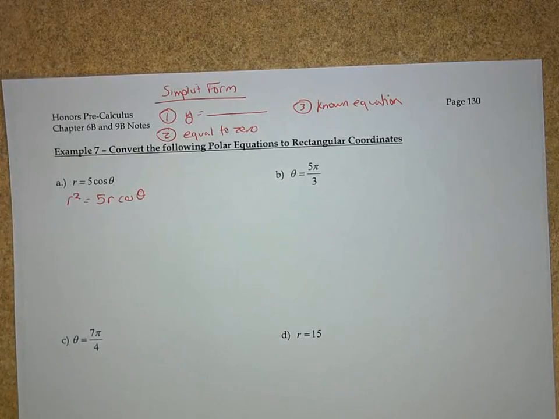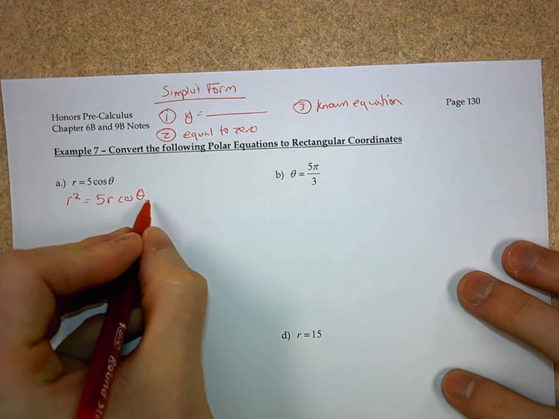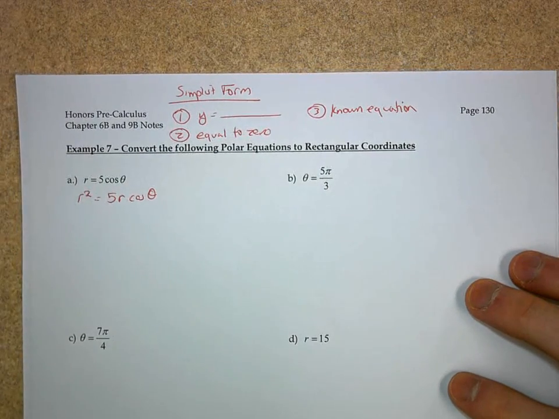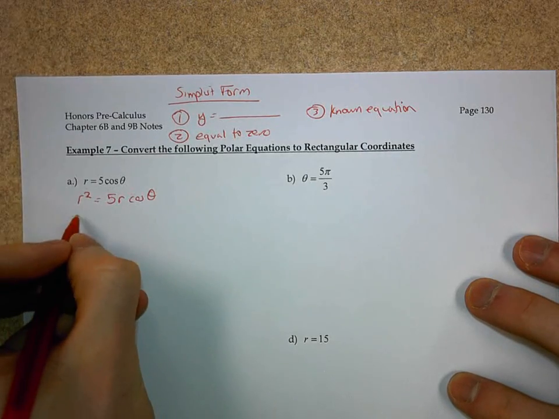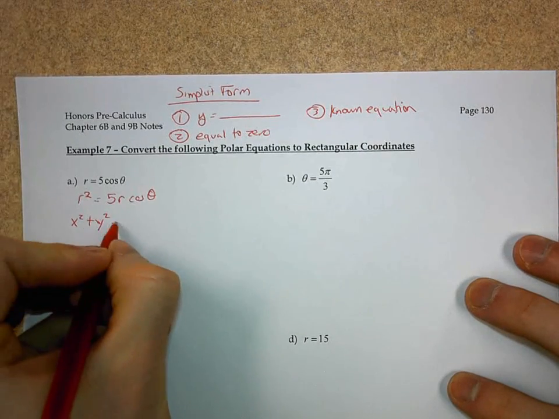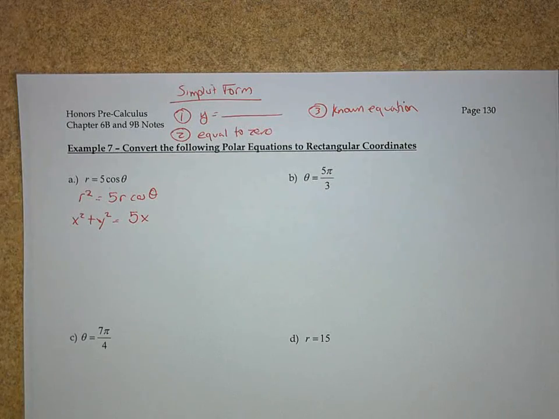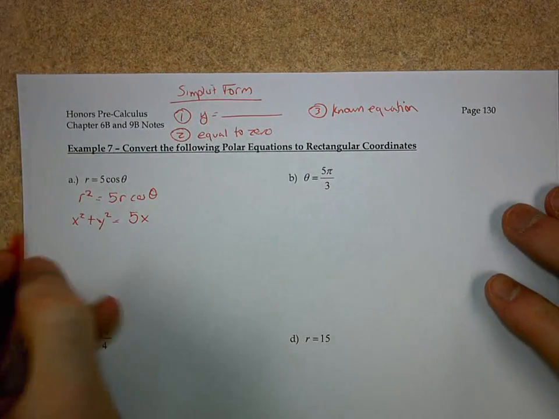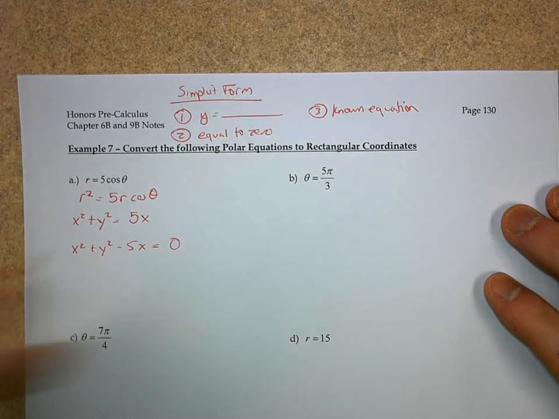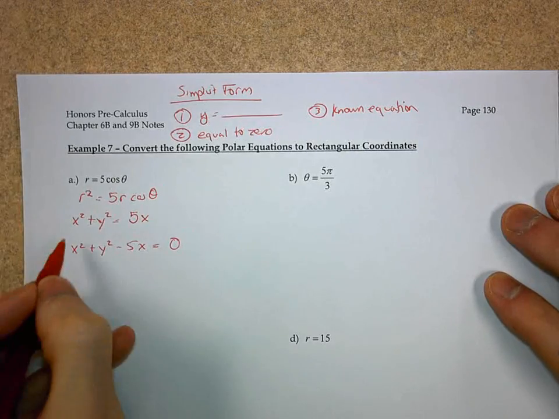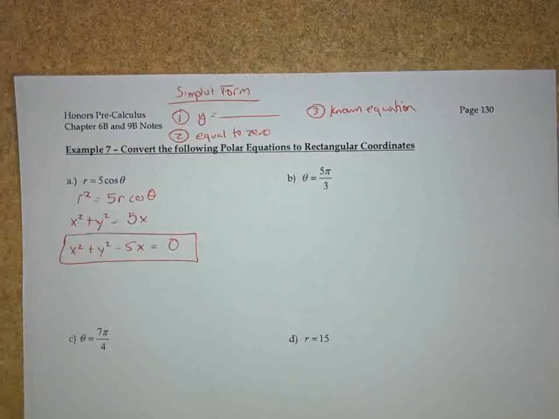And when I did that, I actually did 2 things. We know r cosine of theta is the same thing as x, but we also know that r squared is the same thing as x squared plus y squared. So x squared plus y squared is equal to 5x. Let's move our 5x to the other side. And our equation is equal to 0, so we can say we're done with that.